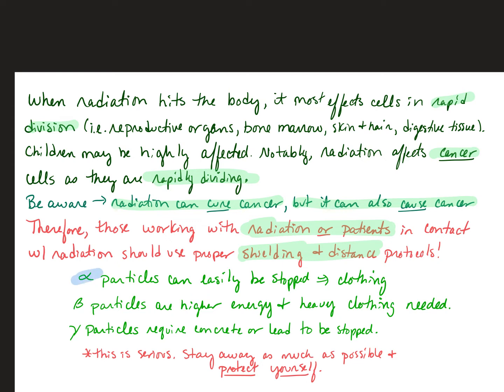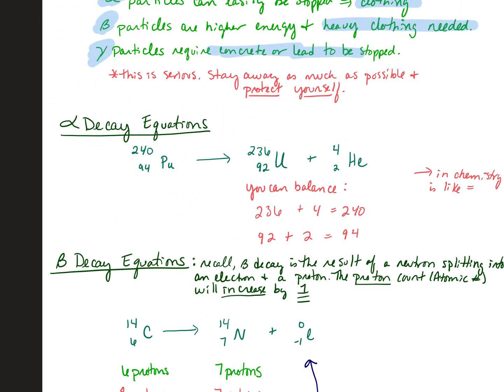So alpha particles can be stopped very easily by clothing. Beta particles take heavy clothing that's higher energy. Gamma particles, this will pass through you entirely. It takes lead or heavy concrete to be stopped. So take this seriously. If you happen to work in this field or are going to work in this field, stay away from it as much as possible.